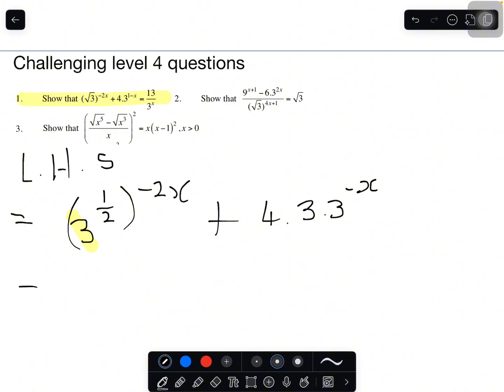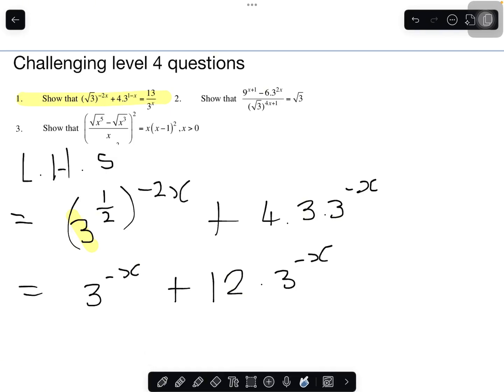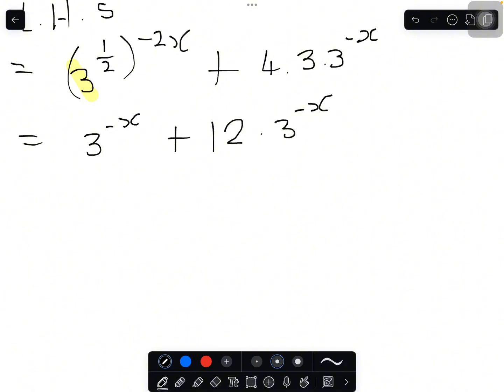right? And then this, a power of a power, we multiply them. So I'm going to have 3 to the minus x. I had that because I went negative 2x times a half. I'm going to have plus 12 times 3 to the minus x. Now this might look familiar to you guys, and it should, because we now have a common term that we can remove as a common factor. 3 to the minus x into 1 plus 12, which is 13.